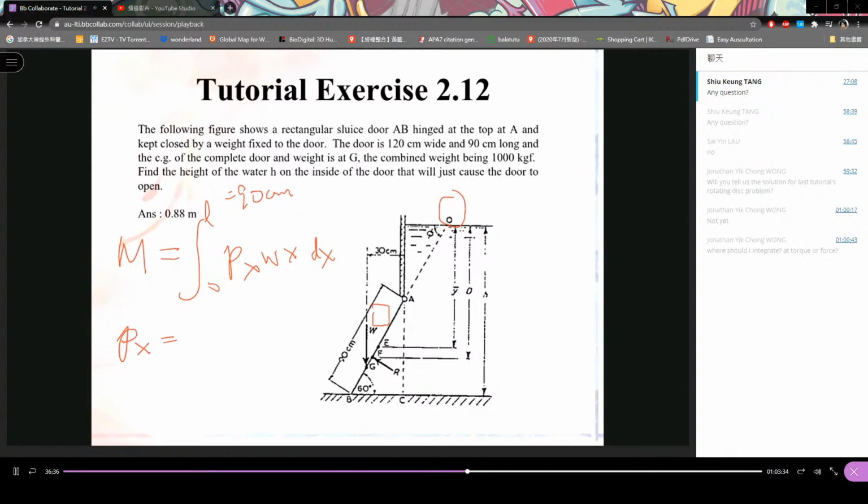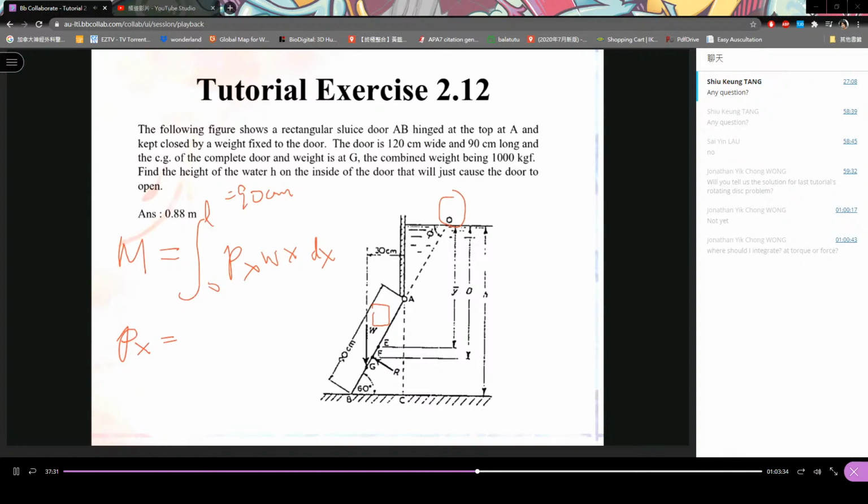The atmospheric pressure can be negated because its effect will be cancelled when we do the moment balance. So this time we can ignore atmospheric pressure, because we consider pressure on the two sides of the door, and the atmospheric pressure is always there on both sides. The effects of atmospheric pressure on the two sides of the door cancel each other. So this time we just need to consider the gauge pressure.